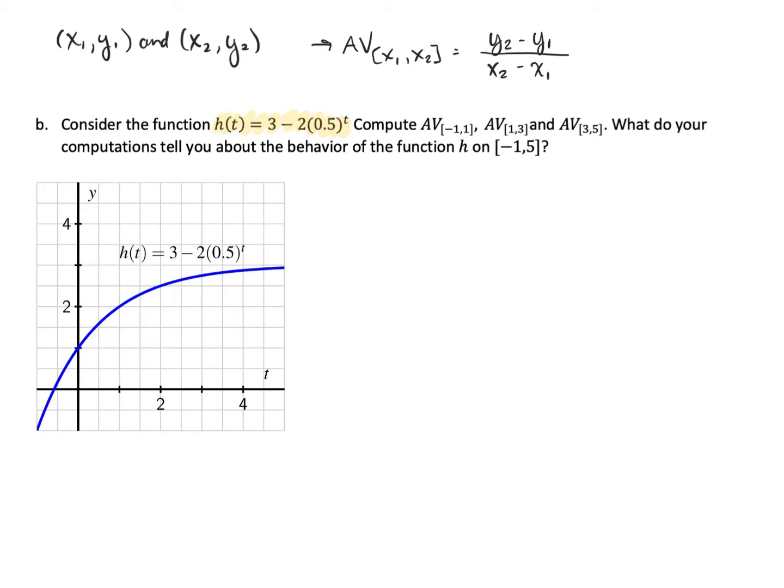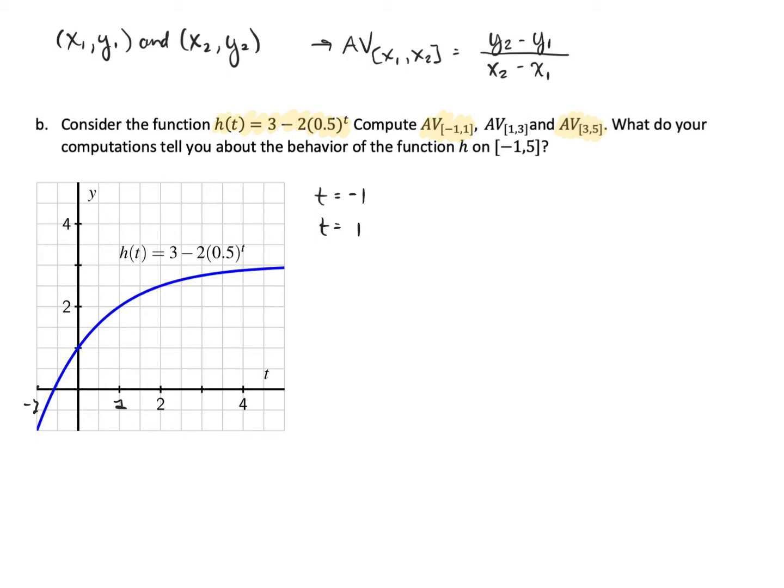So if we take a look at the formula, I'll just use the formula here. Let's find the average rate of change over the interval -1 to 1, and then we'll do the last one, 3 to 5. Let's do the first one first, -1 to 1. So this means I need to calculate the average rate of change from t is -1 to t is +1.